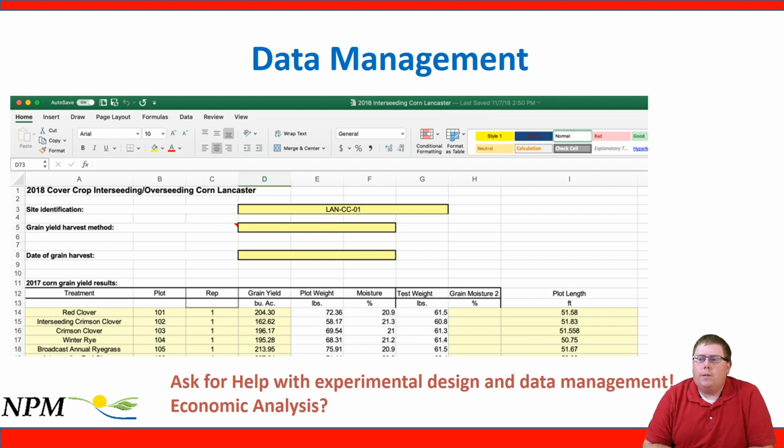So we should probably ask for some help with experimental design and data management. And then the next step would be diving into an economic analysis of some of these trials.